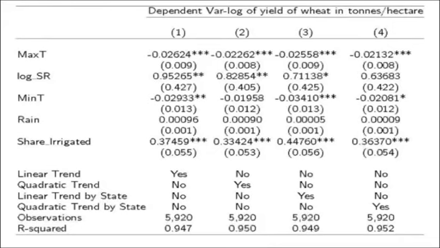In column 1, I have a linear trend. In column 2, the linear trend is replaced by a quadratic trend. In column 3, the linear trend is replaced by a linear trend by state. And in column 4, we have a quadratic trend by state. But all columns control for district fixed effects. So we are controlling for any unobservable district characteristics. Can you remind me of the time period? 1981 to 2009.